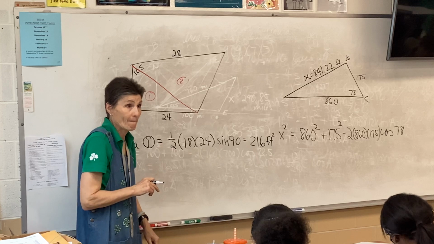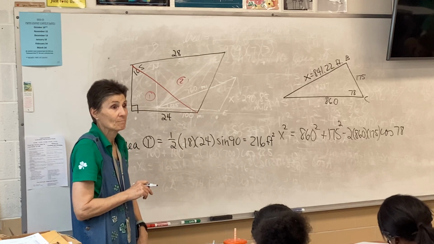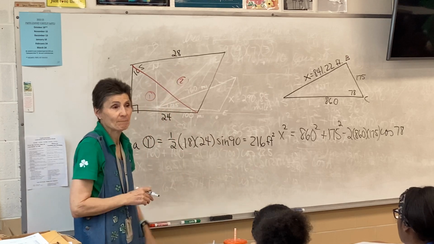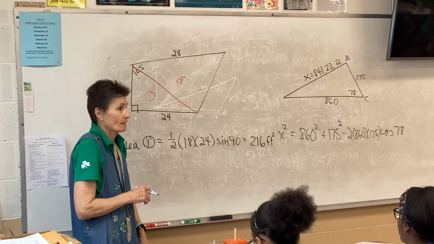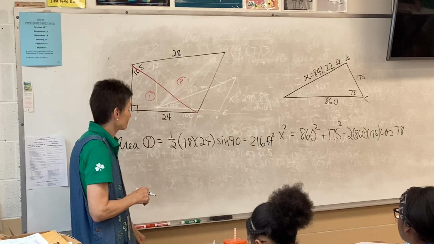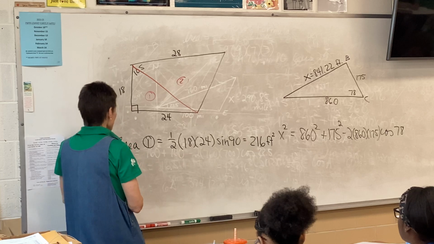That's easy. You have just done 1/2 base times height. Totally, you could. The sine of 90 is 1. So yes, 1/2 base times height. Absolutely. Base and height right there. You sure can. All right, triangle 2.